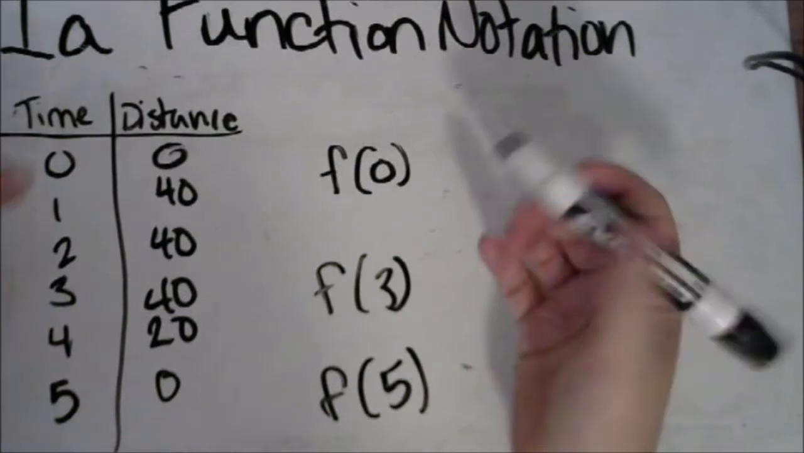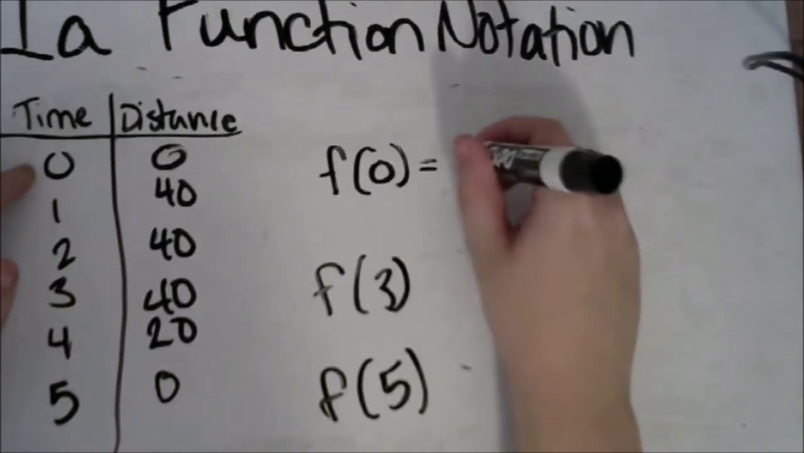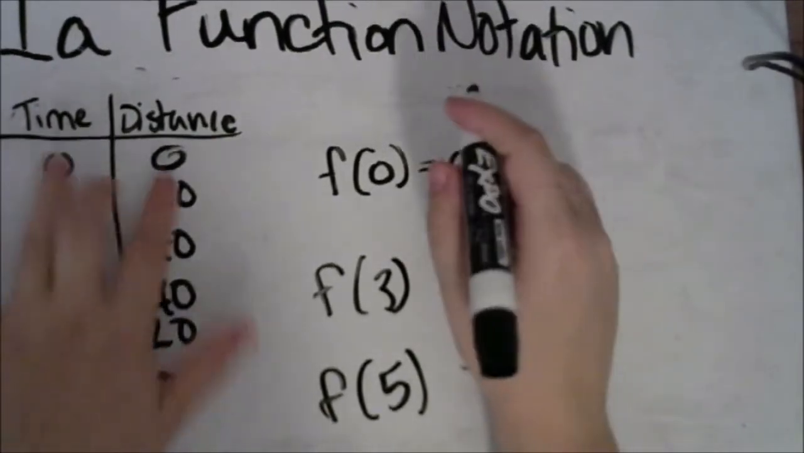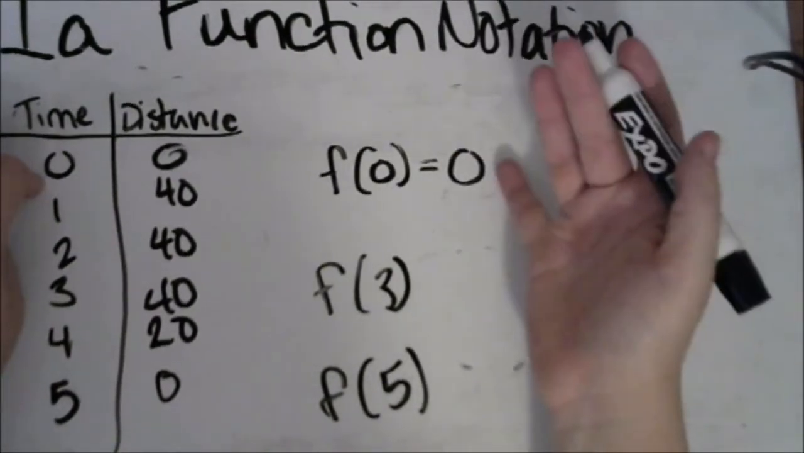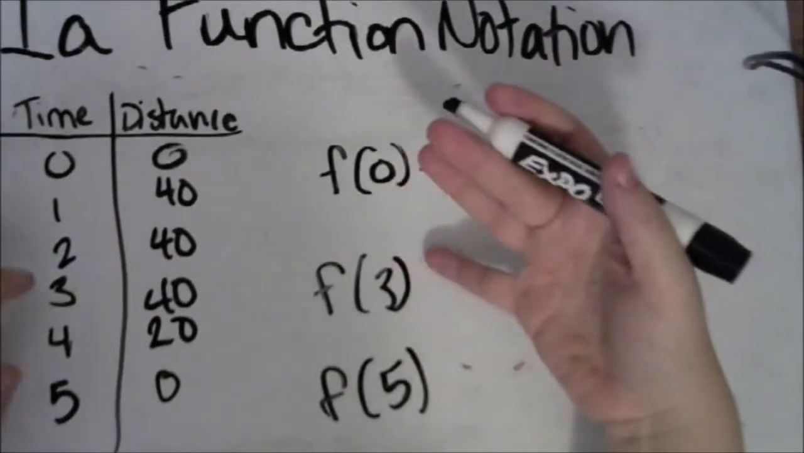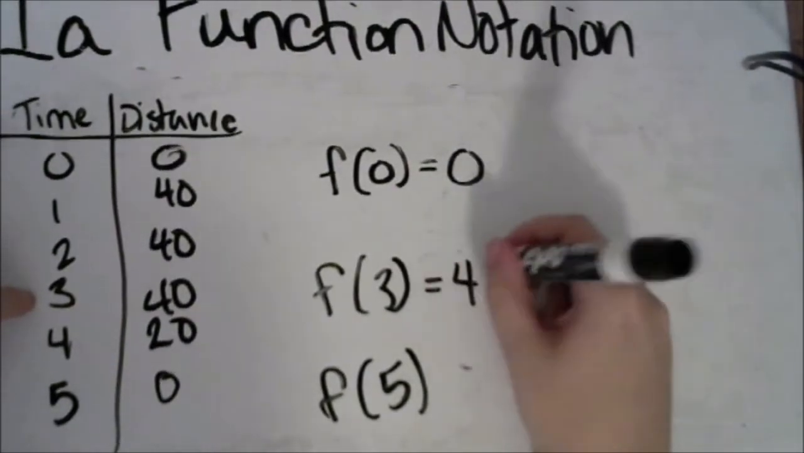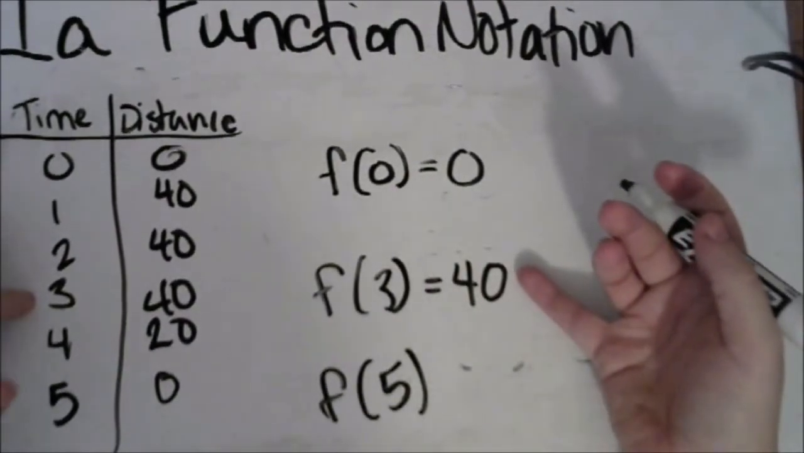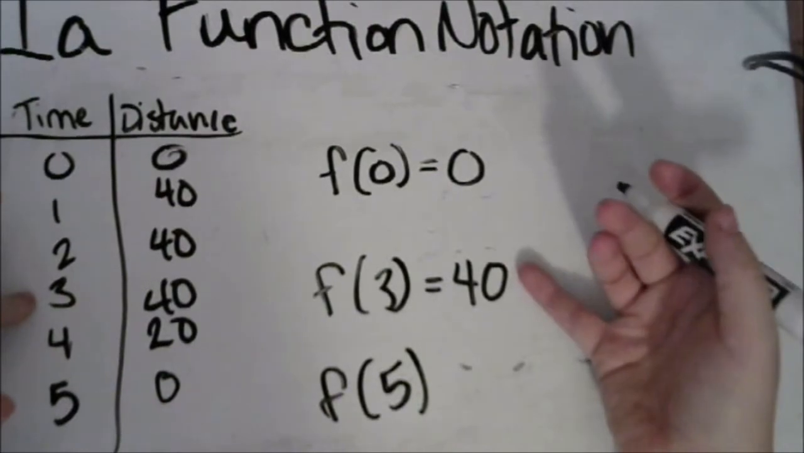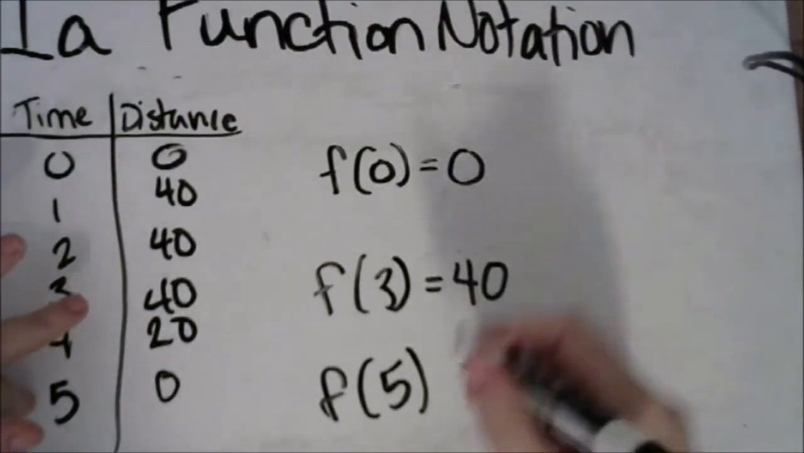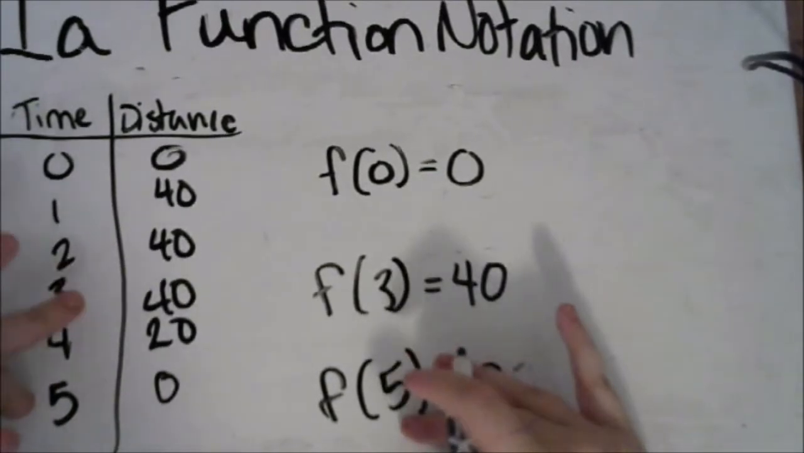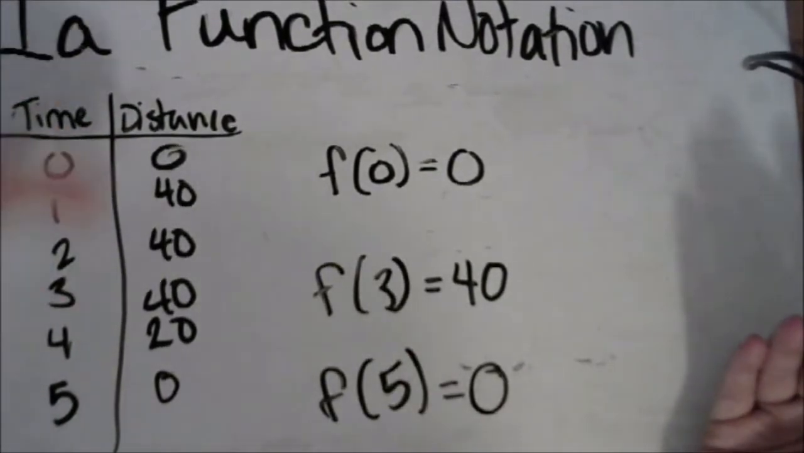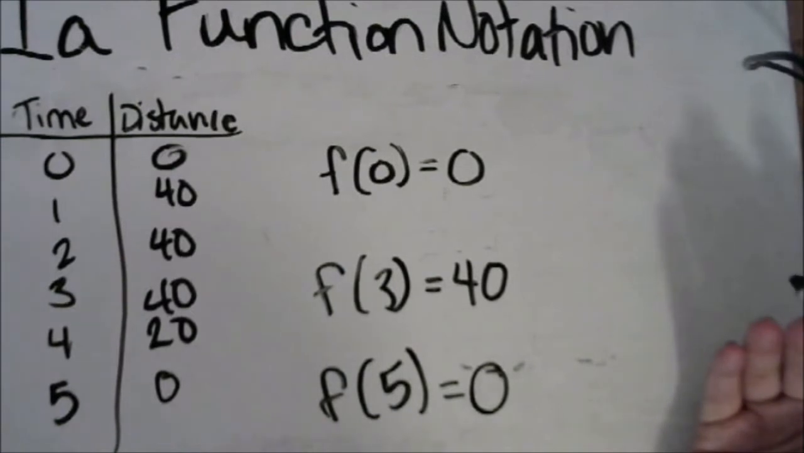In this case, all 3 are here, so f of 0 equals 0, or the distance driven after 0 time is 0. F of 3 equals 40. The distance driven, I'm just assuming a context here, the distance is 40 after 3 units of time. And then at 5, we see that the distance is 0 after 5 units of time, which indicates that the story has returned to the starting position.